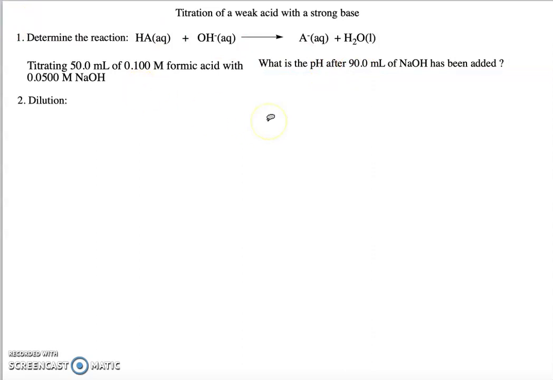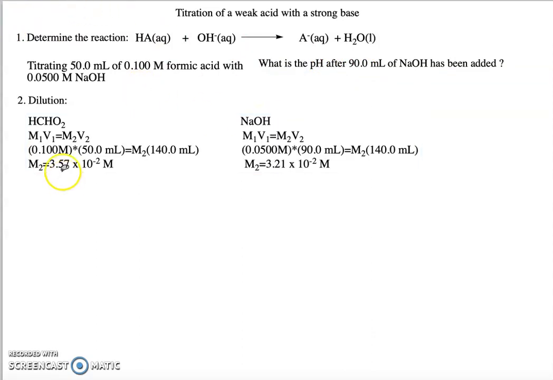So if we calculate the dilution for this, HCHO2 is the formula for formic acid. The initial volume is 50 milliliters. The final volume is 140, 50 plus 90. For NaOH, it's 90 the initial and 140 for the final. These are our new concentrations. Now we're ready to fill out our ICF chart.